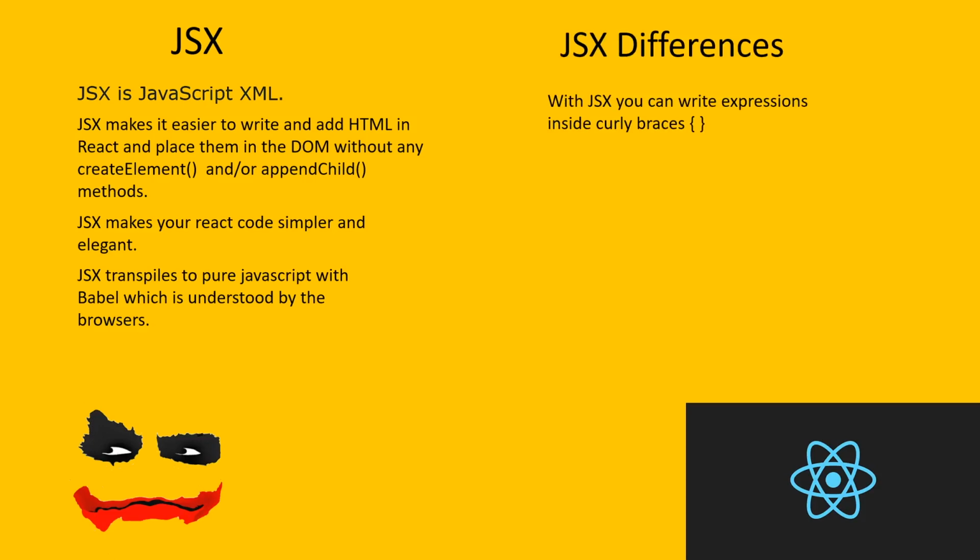So there are a few differences. You can write expressions inside curly braces, so you can use a lot of methods inside it. The class keyword is changed to className, and the for from label is changed to htmlFor. And some events like onclick change to camel case: onChange, tabIndex.